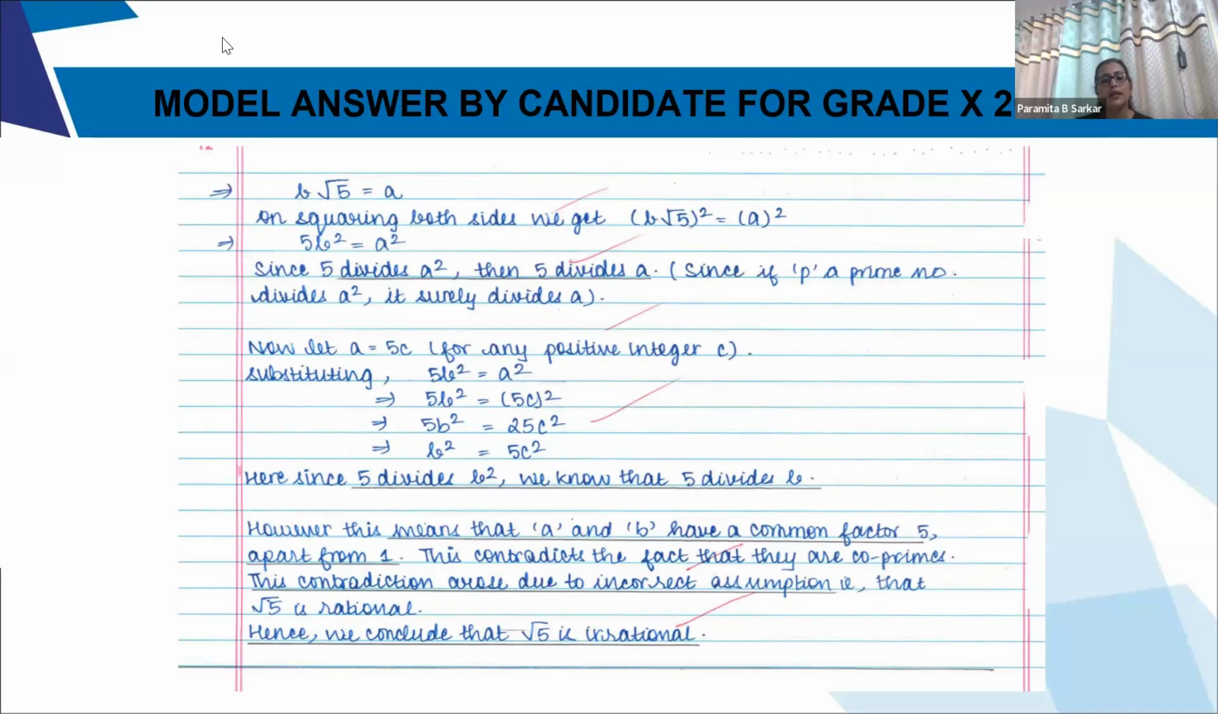What about a and b? They are co-prime, right? And then why your assumption is wrong. All these points the child has written and he has underlined them. So the evaluator or examiner will get a comprehensive idea about your knowledge and your skill from your answer booklet.